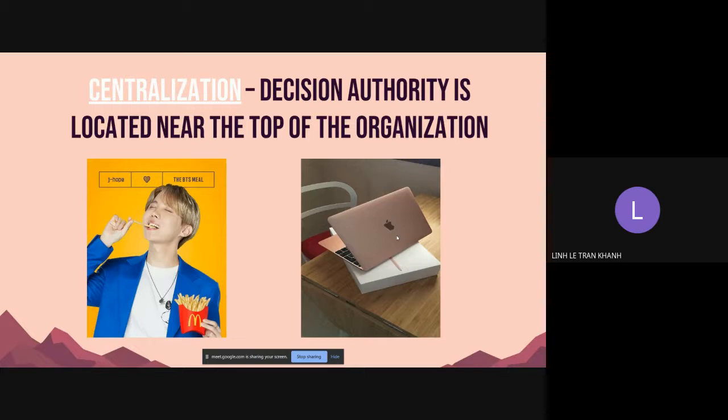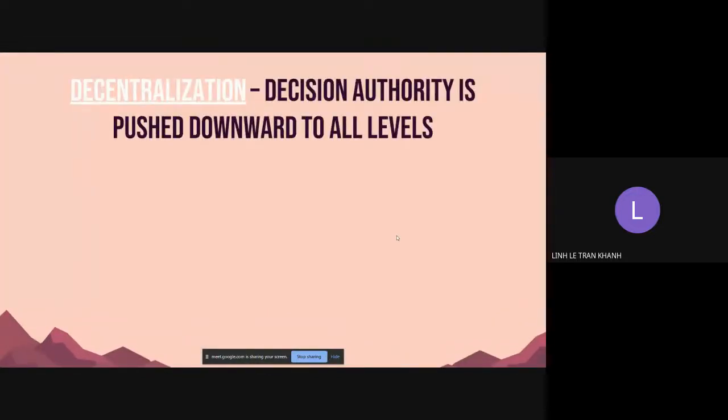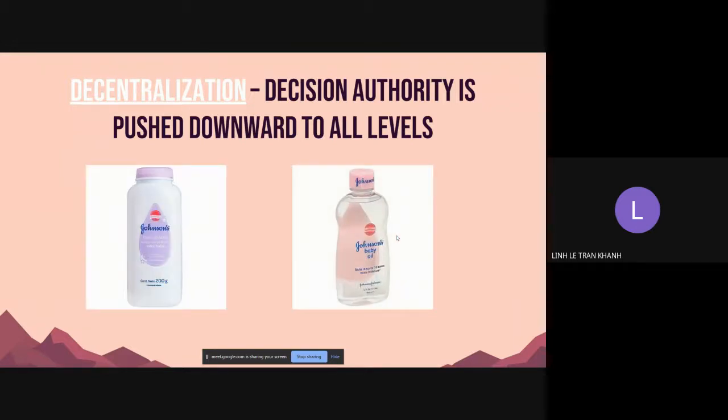By contrast, regarding decentralization, decision authority is pushed downward to lower organization levels. An example of a decentralized organization is Johnson & Johnson, which is well known for its consumer business of baby products. I think all of us in here, especially girls, used it a lot when we were babies. And to be honest, when I was young, I was also a big fan of Johnson. With more than 130 employees worldwide, Johnson & Johnson has long been known as a decentralized company.